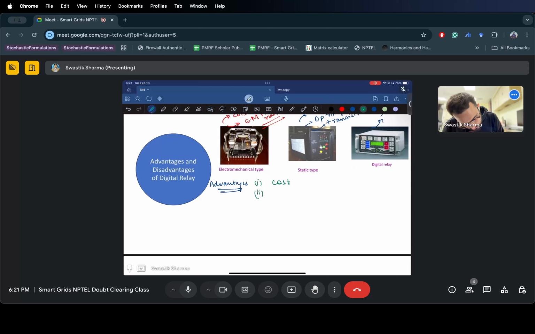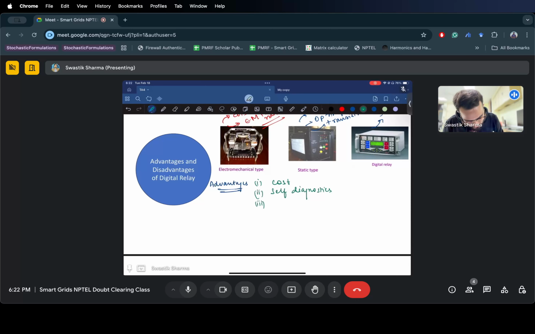Second, self diagnostics. They can estimate the health of the system. They have a built-in self-diagnostic system where they can check if they are working perfectly fine, or if their health is perfectly fine. This ensures that they are reliable in nature as compared to their predecessors, right?